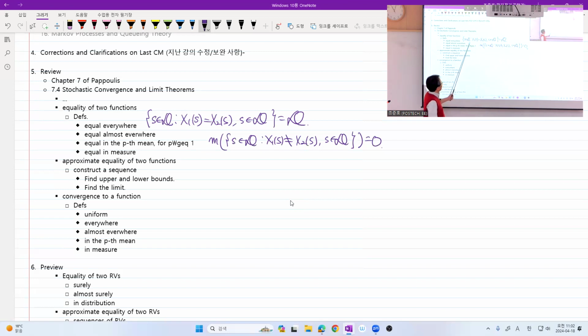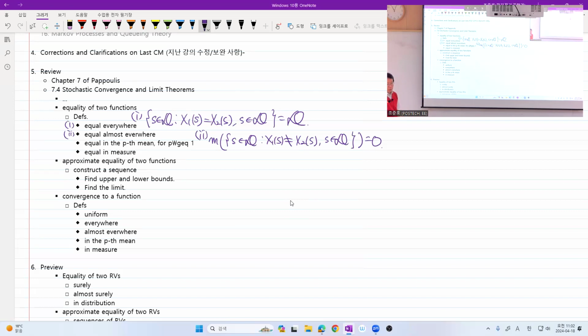Of course, as you see, if two functions are equal everywhere, this set is an empty set and the size of the empty set is always 0. So what does that mean? Equal everywhere implies equal almost everywhere. The converse is not true. So this is the first one. This is the second one. Then what is the third one?